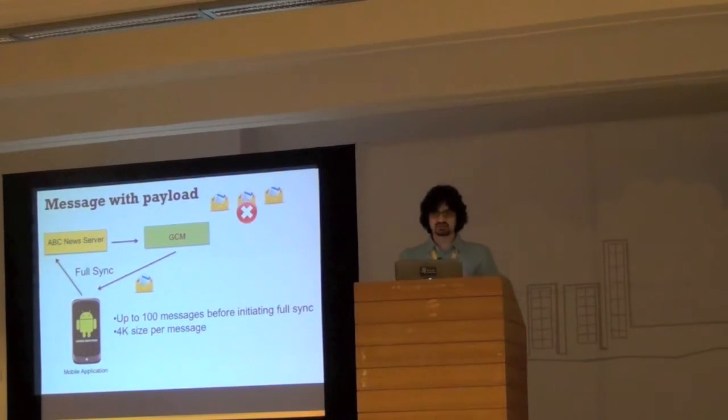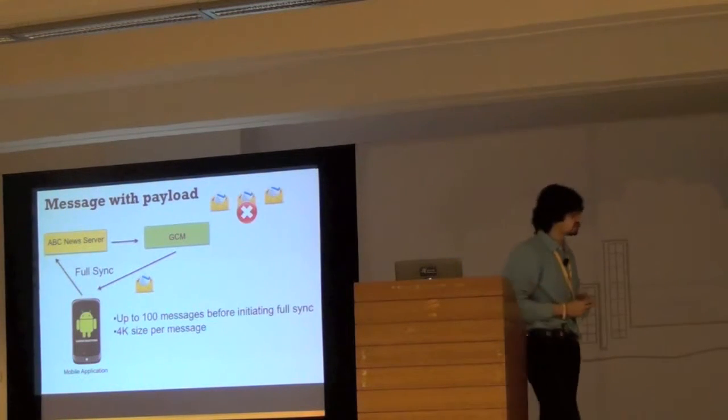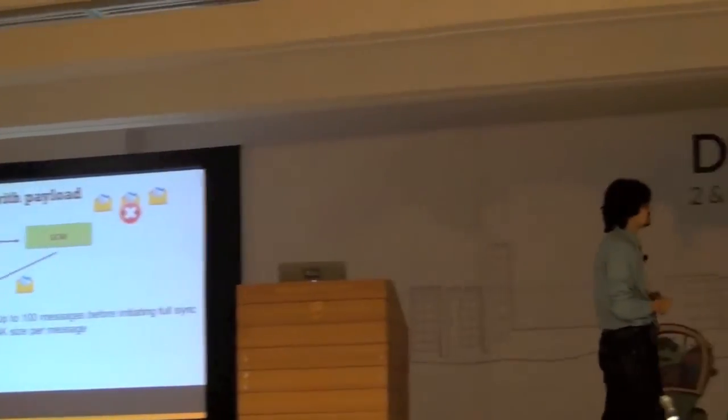Messages with the payload: you have 4K of size compared to the previous one. In the previous C2DM version, you could send a lot of data, full synchronization. Let me just go through this with an example. This is a very interesting part which I personally find.